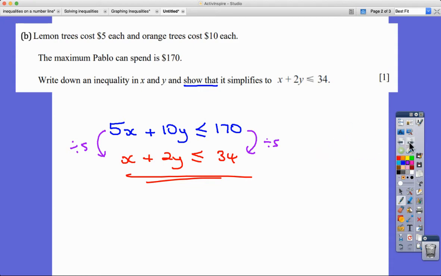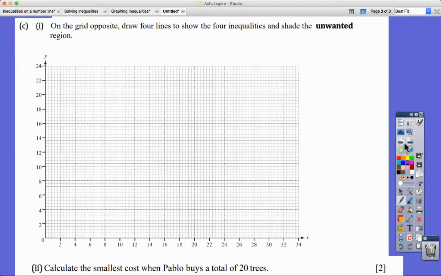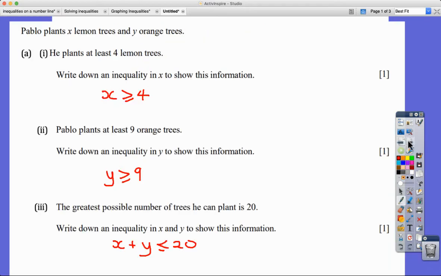The next part of this question is the real nitty-gritty, and it's where most of the marks are coming from. This next bit is actually worth 7 marks. Okay. So on the grid opposite, or below actually, draw 4 lines to show the 4 inequalities and shade the unwanted region. Now, sometimes it's the wanted region, sometimes it's the unwanted region, in this case, the unwanted. Now, let's think about the 4 inequalities that we have. So I'm actually just going to write them down at the side.